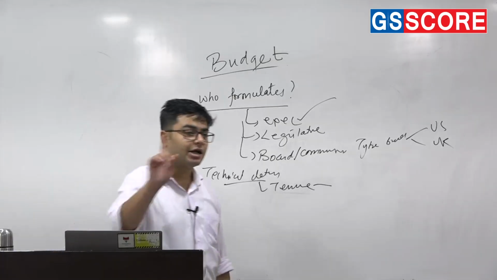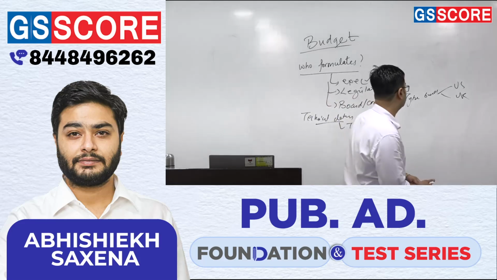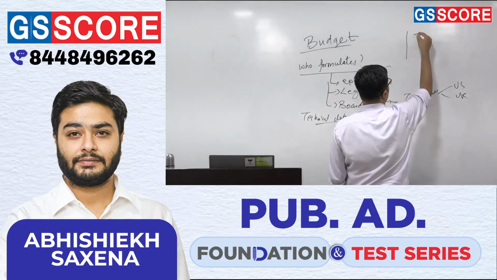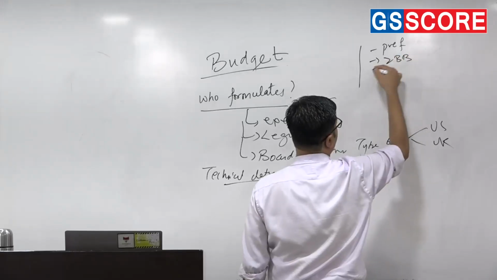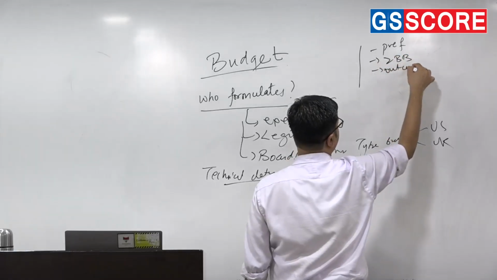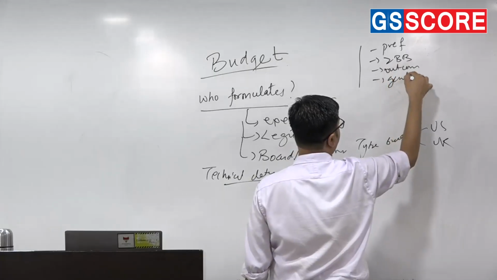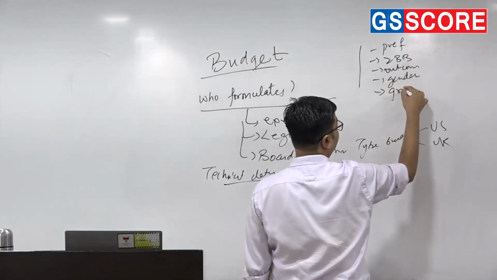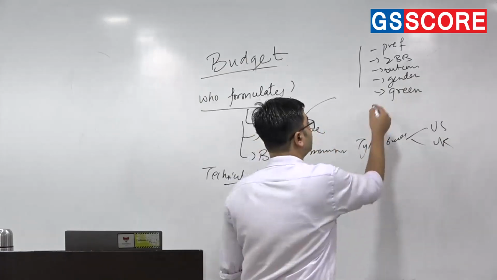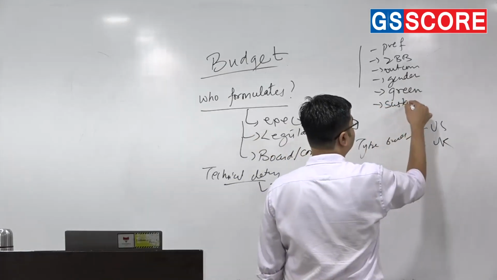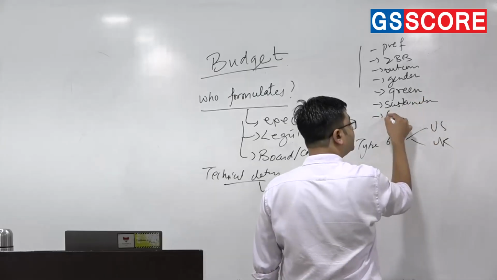Okay, gender budgeting. What are the types? Performance, zero-based budgeting, outcome budgeting, gender budgeting, green budgeting, right? And I will add more: sustainable budgeting, child budgeting.